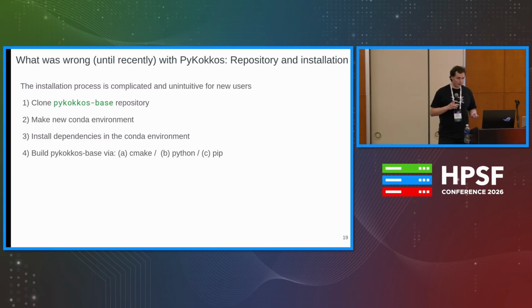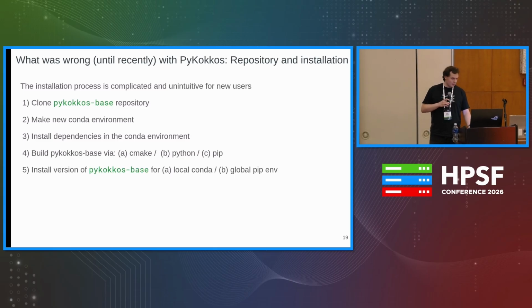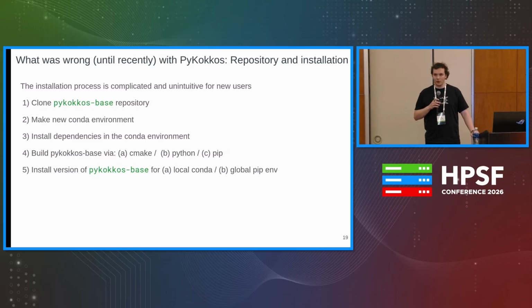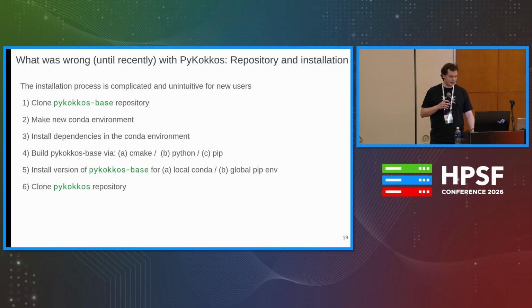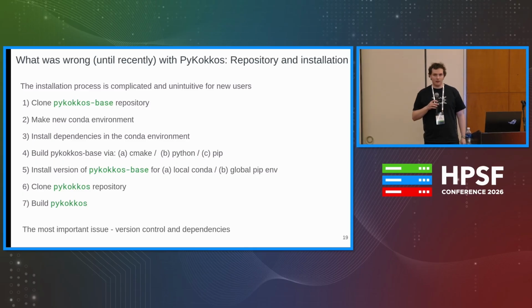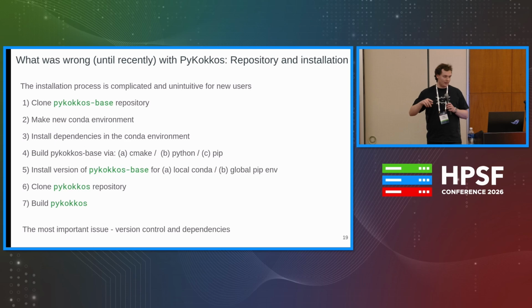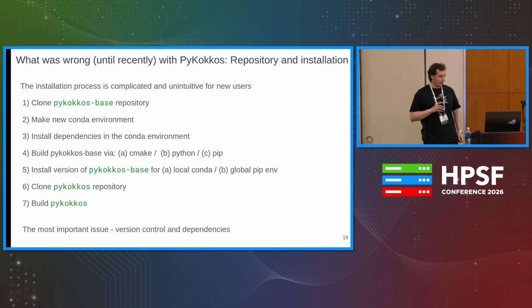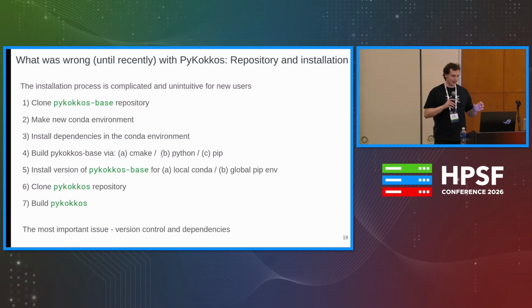What do we need 3 ways for? Who knows? So next, install this build version. Again, 2 ways. Clone our main repository and build our main project. Actually, there is like step 8, test that everything works, but we are talking about building now.